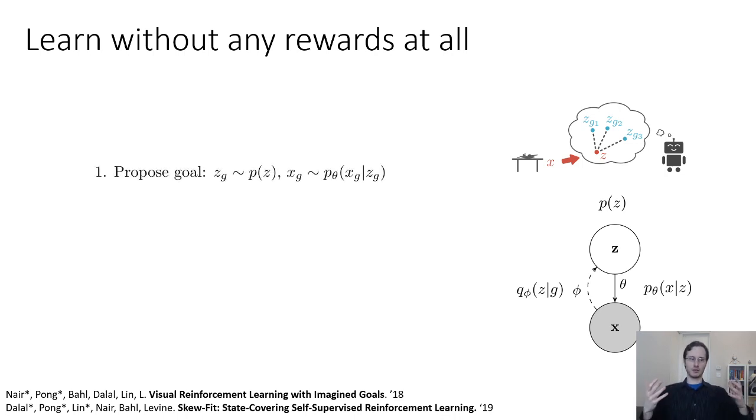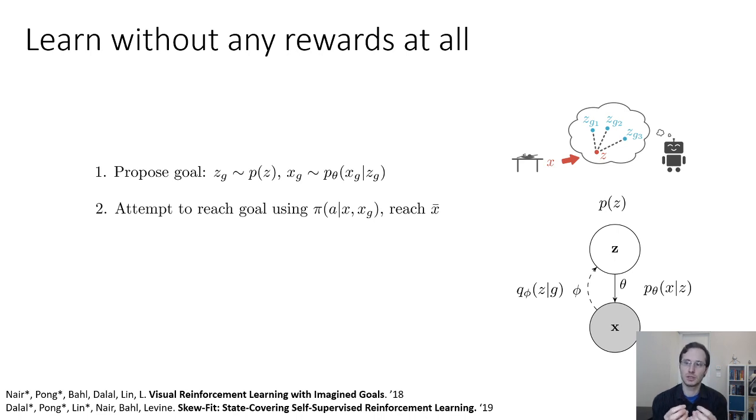So if you have a generative model like this, one of the ways you could propose a goal is you could just sample it from the model. So you could sample your latent variable from the latent variable prior, so sample zg from p of z, and then reconstruct the corresponding image by sampling xg from p theta xg given zg. So that'll give you an imagined image. And again, you don't have to do this with VAEs. Any kind of generative model would work, something that can propose a goal.